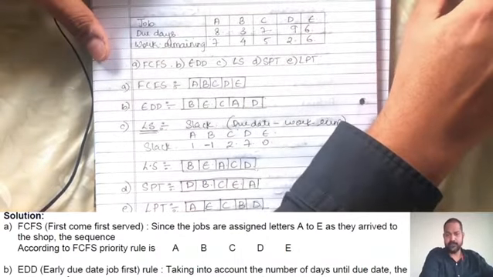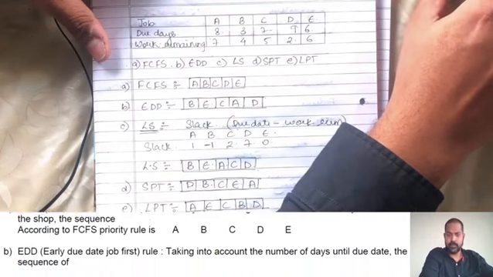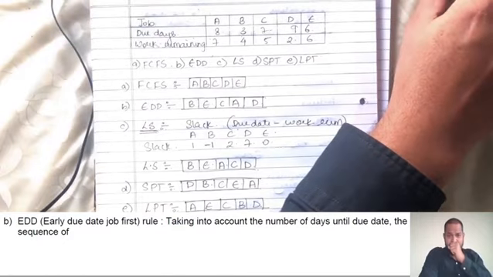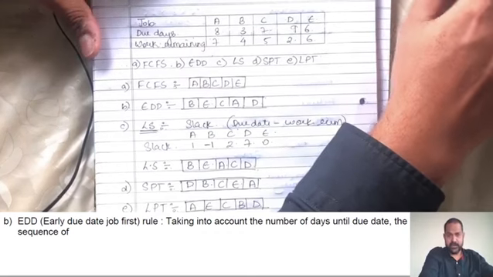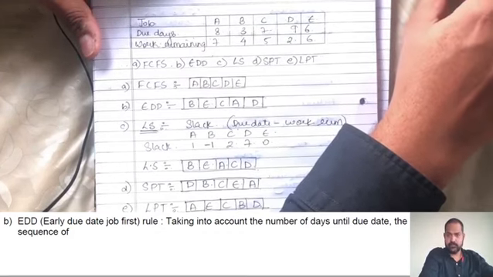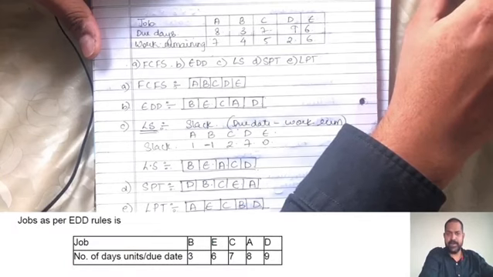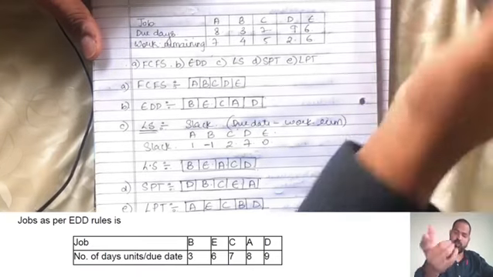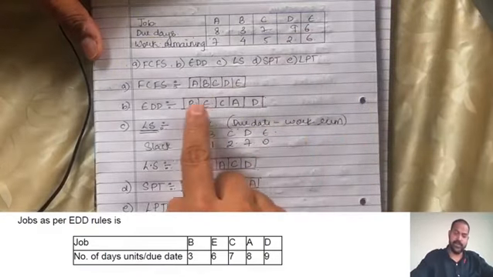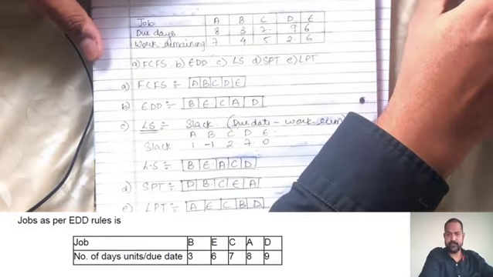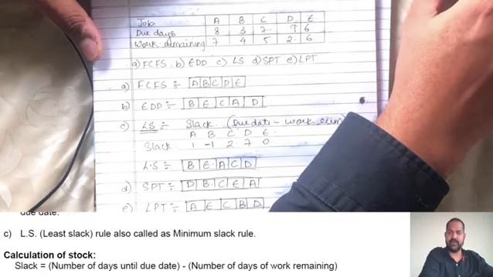Let's come to the next one, EDD, earliest due date. What does that mean? Taking into account the number of days until due date, the sequence of the jobs as per EDD is B, E, C, A, D. They have written the due dates also. If you want, you can also write down the due dates. BECAD.